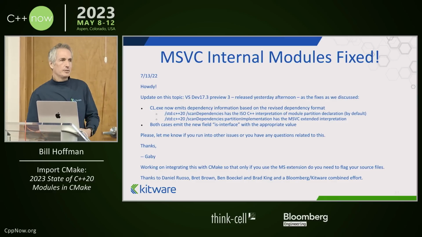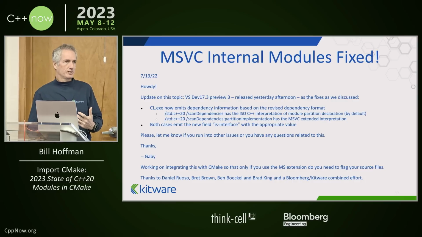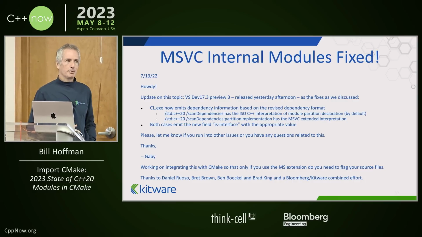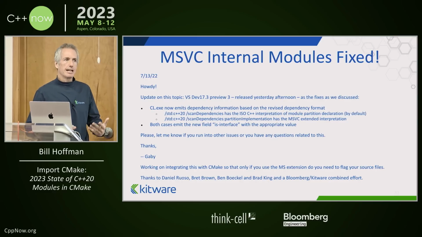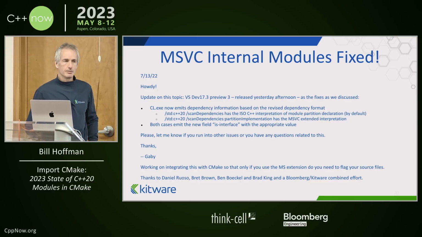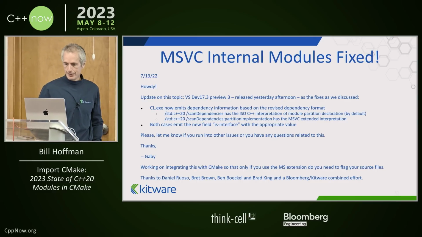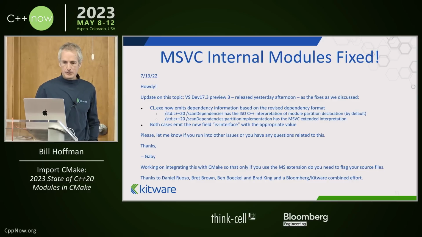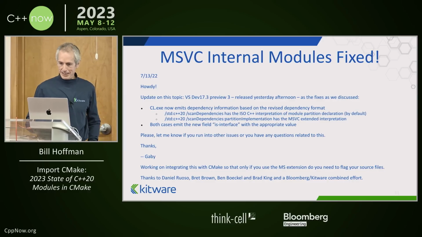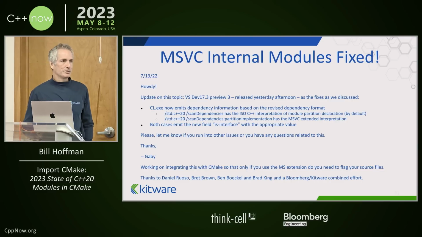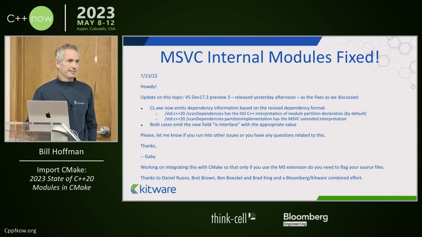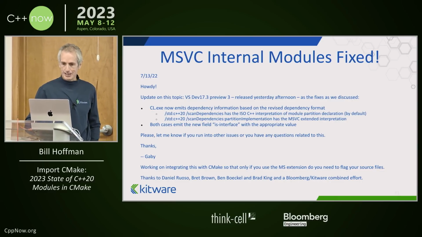What this would have meant is if you had module partitions in some cases, you would have had to mark that extra property in your CMake files, as opposed to allowing the compiler to discover it when it's doing the scanning. So thanks to Daniel, Brett Brown, Ben Bakel, Brad King at Bloomberg, and the folks at Microsoft. It was a combined effort to get this done, but I think this conference really helped speed things up.